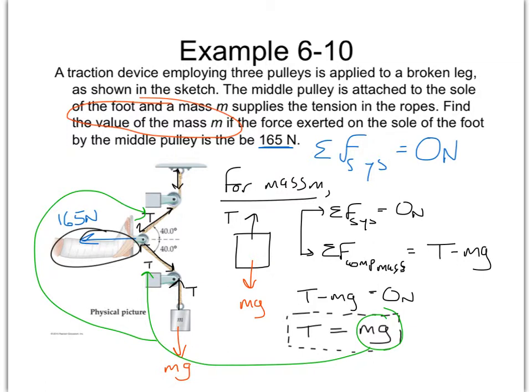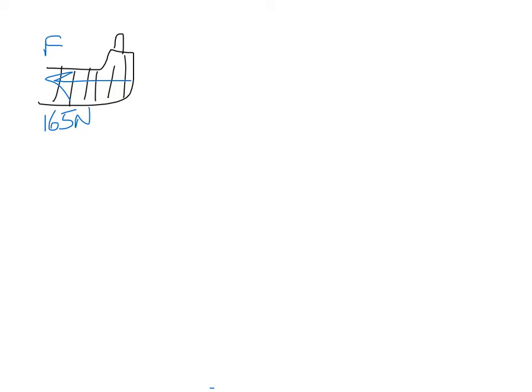All right, so I'm going to go to the next slide right here and redraw this. Here's our foot, and I'm going to draw the cast on it. There's your cast, and there's a guy's toe sticking out. That person needs to feel 165 newtons of tug, and we're just going to call that the force F.